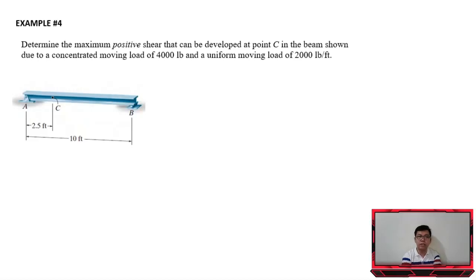Okay, paano natin gagawin to? So the first thing to do, guys, is notice na this is actually a moving load. Okay, moving load, and then uniform moving load din na 2,000 pound per foot. So, to get the maximum positive shear dito sa C, maraming possible na location ng moving load.